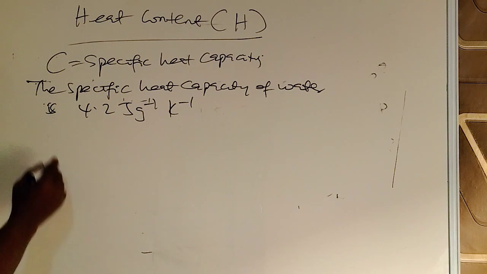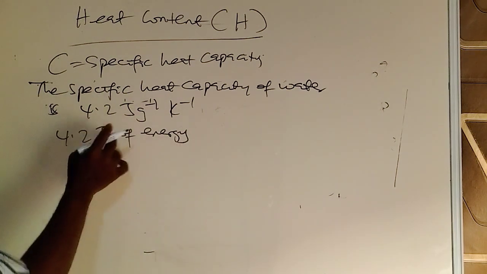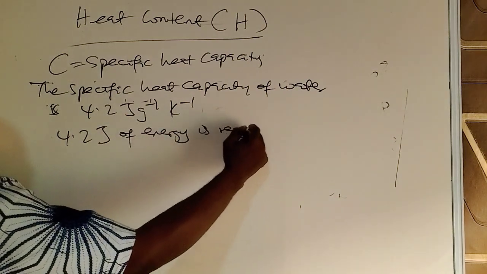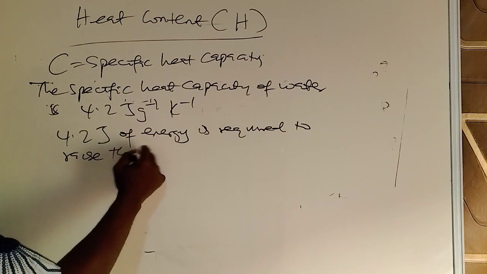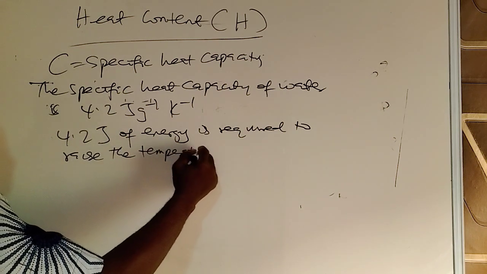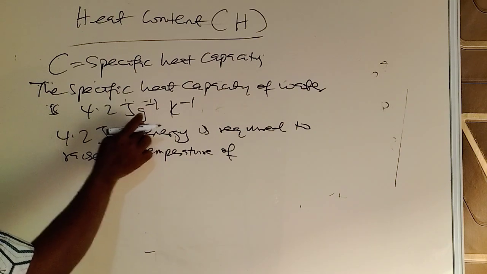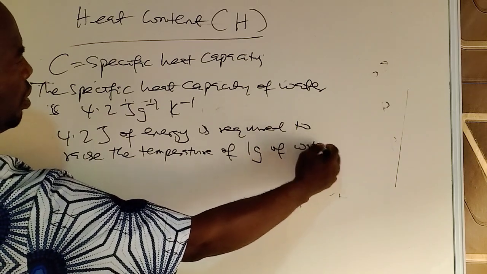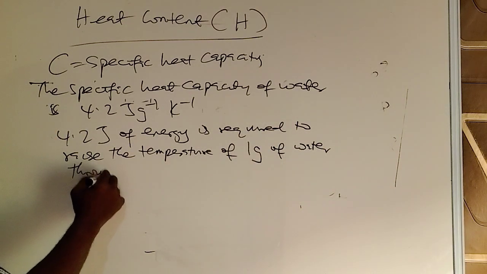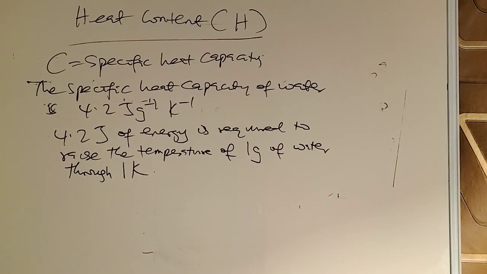It means that 4.2 joules of energy is required to raise the temperature of, I will not say 1 kg here, but the unit here is gram, and I say 1 gram of which substance, of water, through 1 Kelvin. So I hope it makes sense to you. So that is how the meaning of specific heat capacity works.